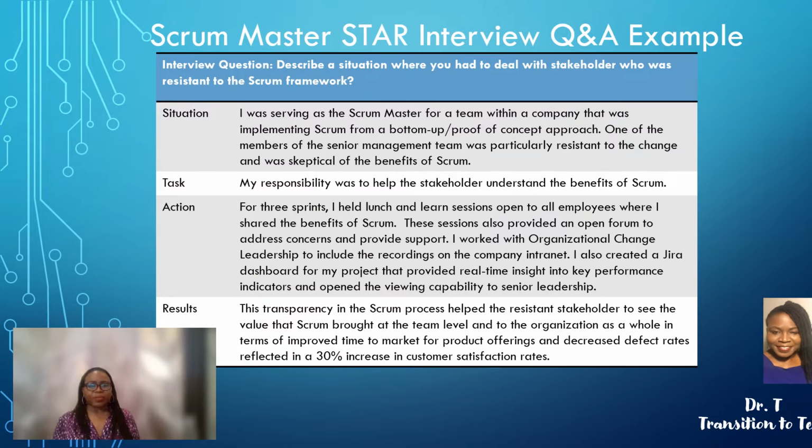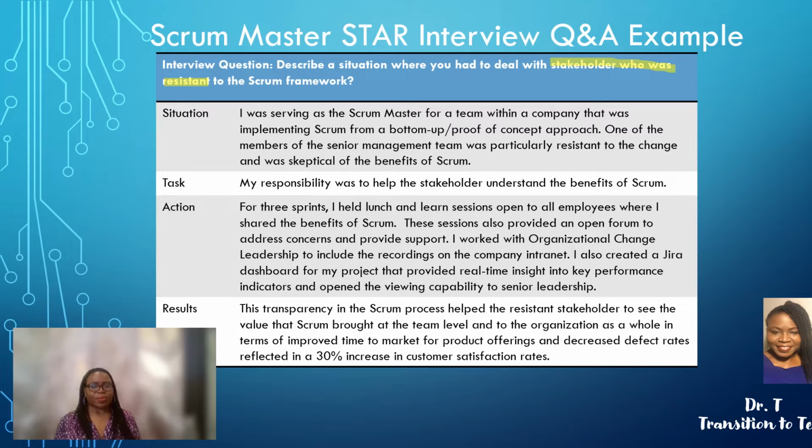So here we have an interview question where the interviewer is asking the candidate to describe a situation where you had to deal with a stakeholder who was resistant to the Scrum framework. So here you have a stakeholder who was resistant. That's the challenge that the interviewer wants you to walk them through and talk about how you overcame the challenge and what were the results.